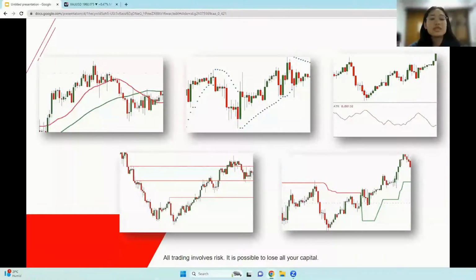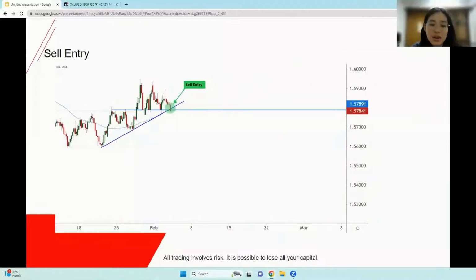Firstly, you have your moving averages, and then you have your parabolic SAR, or, I think that's the chandelier, and then we have the ATR, we have your support and resistance levels, and then this is your parabolic SAR. So let's talk about how exactly you can use them.